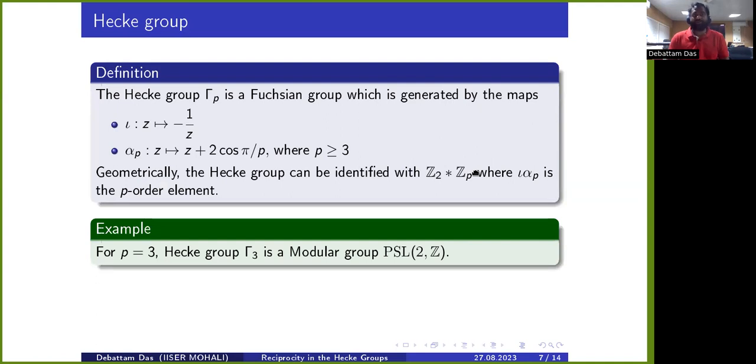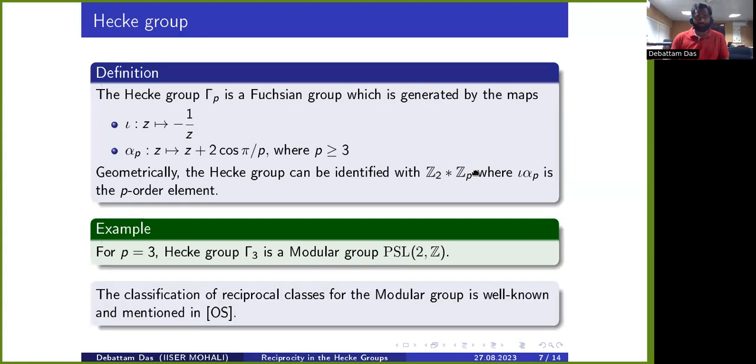The Hecke group gamma p is a Fuchsian group generated by two functions, iota: z goes to minus 1 by z, and alpha: z goes to z plus 2 cos pi by p, where p is greater than or equal to 3. Geometrically, the Hecke group can be identified as Z2 star Zp, where gamma p is an element of order p. For example, for p equal to 3, the Hecke group is the well-known modular group PSL2Z. The classification of the reciprocal classes for the modular group is well known and mentioned in O'Farrell and Yancey's book.